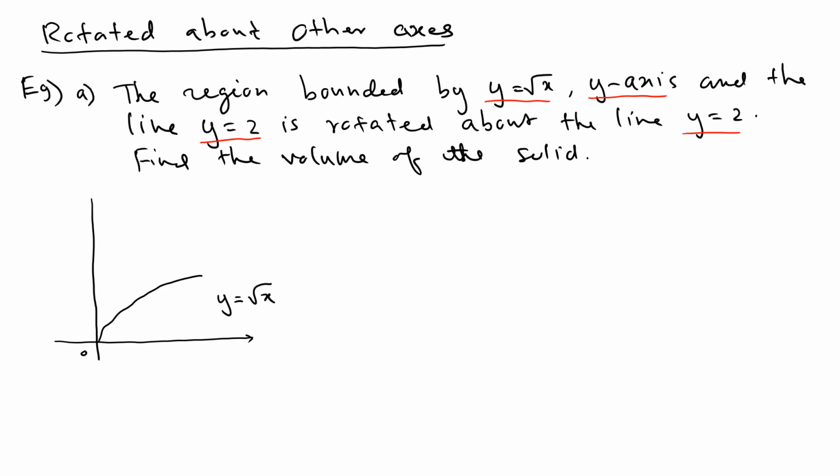And then the y-axis and the line y equals 2. So that's the y equals 2 line. I'm going to draw that line here. Okay, so this is the line y equals 2. They're going to rotate about this axis. So this is a different line. It's not the x-axis, not the y-axis, so y equals 2.